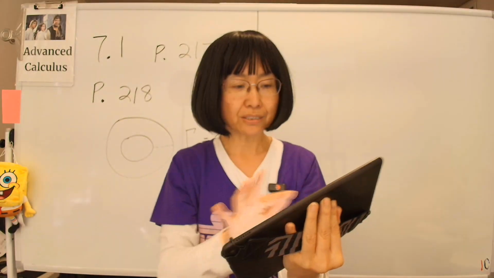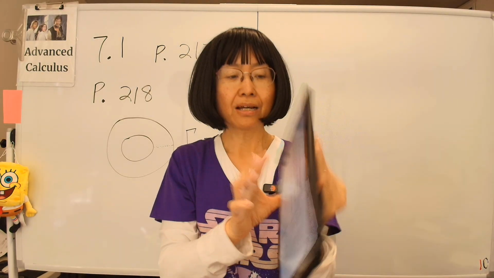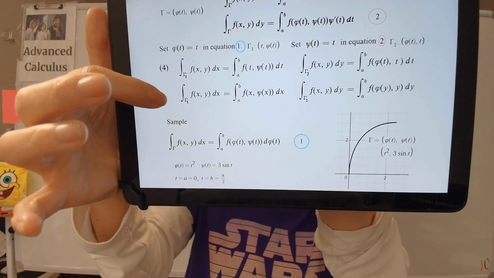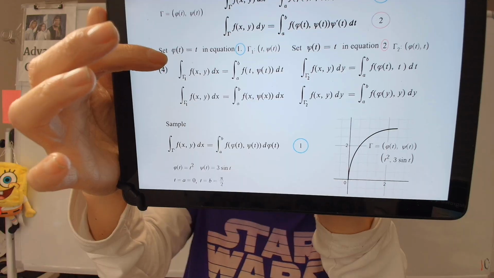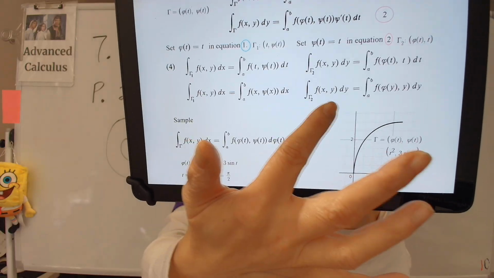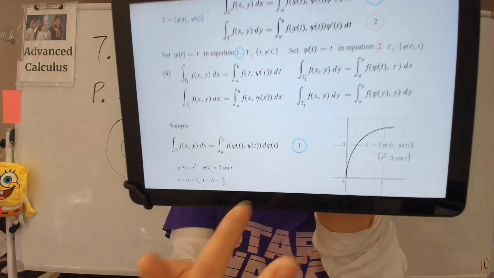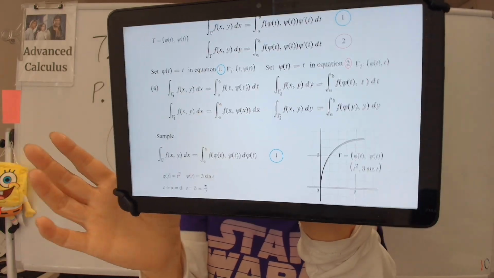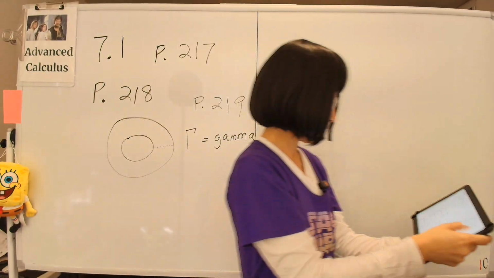So these equations work, but under the strict condition that this one only applies when phi of t is t, and that one only applies when psi of t is t, okay? To make sense compared to what it used to be before. So that's that.